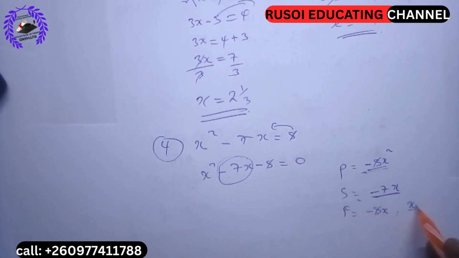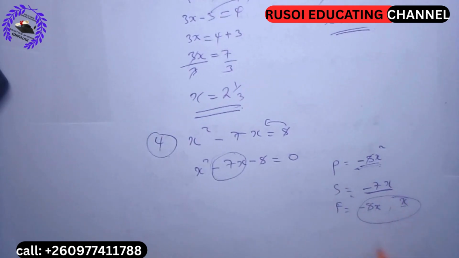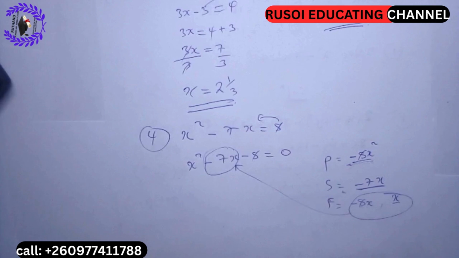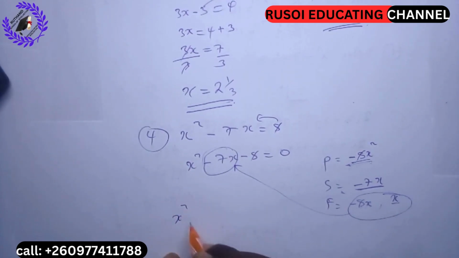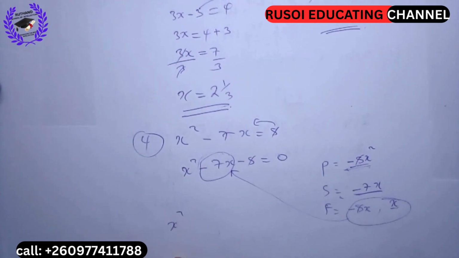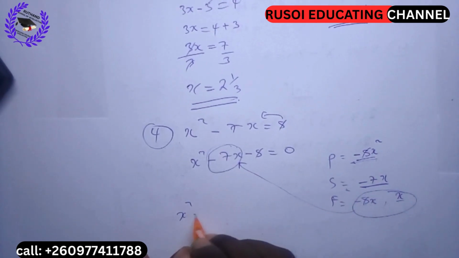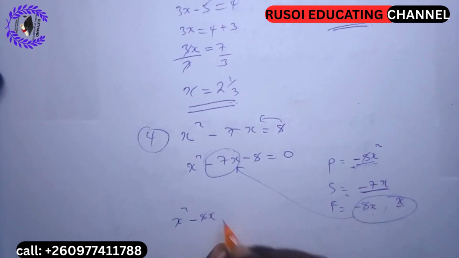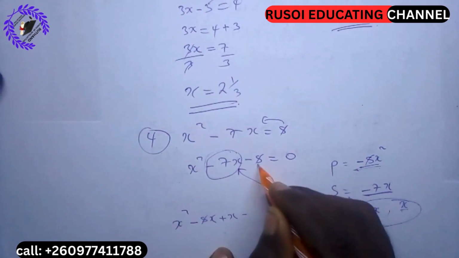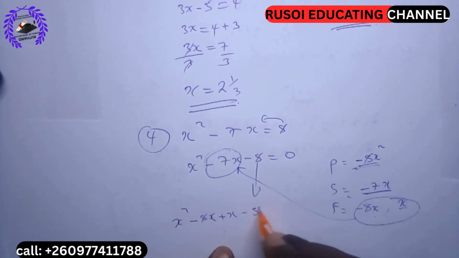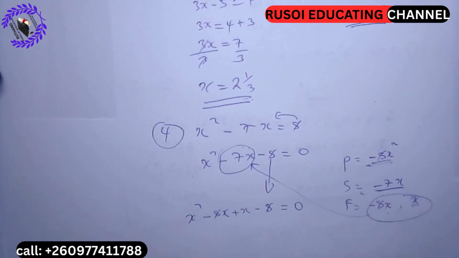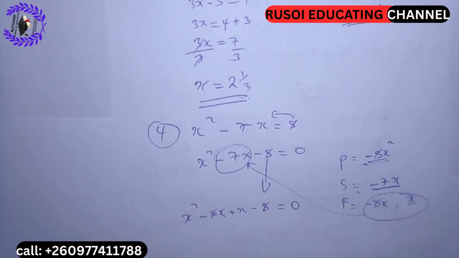So these numbers that you have found, you are going to replace them in the middle term. So let's say x squared, negative 8x plus x, then you bring down the minus 8, and then you say equals 0. So that's how you find these numbers.